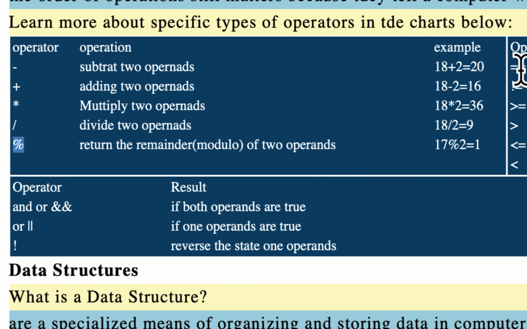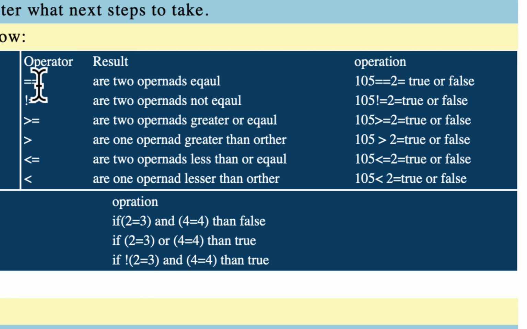Then we have equal, not equal, greater or equal, greater, less than or equal, and less than. These are all comparison operators that we have. So with those signs, whatever is on the left side is greater, or whatever is inside is greater, and that is what it is going to be.